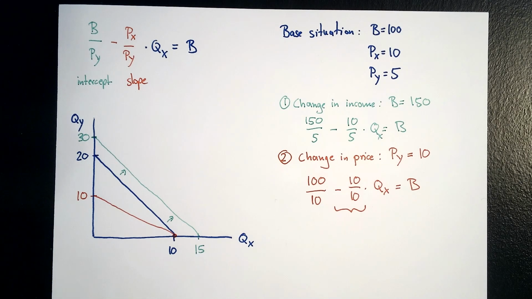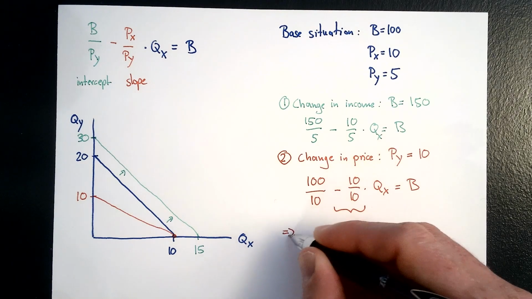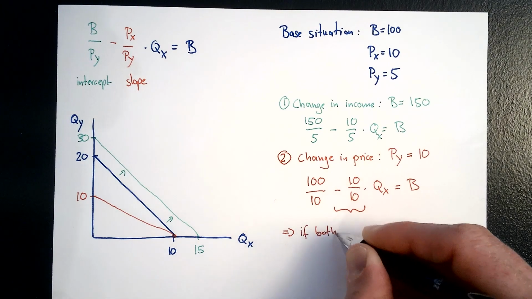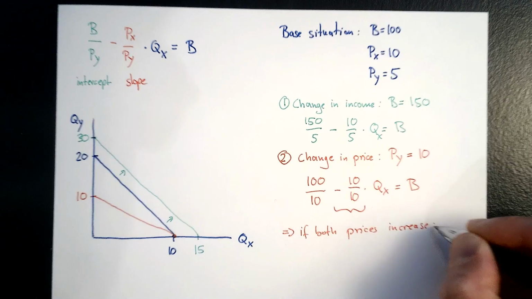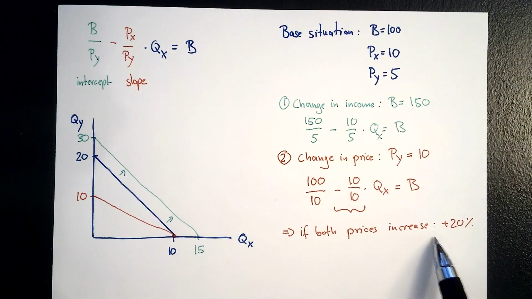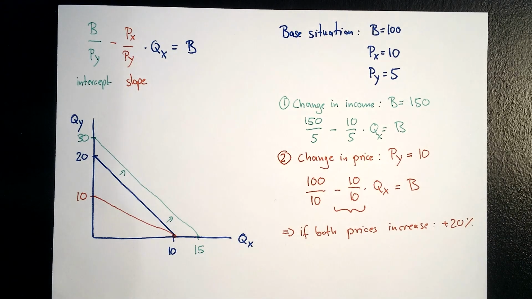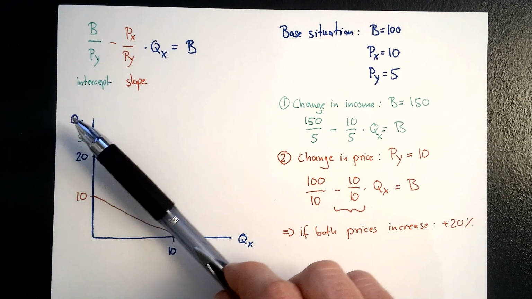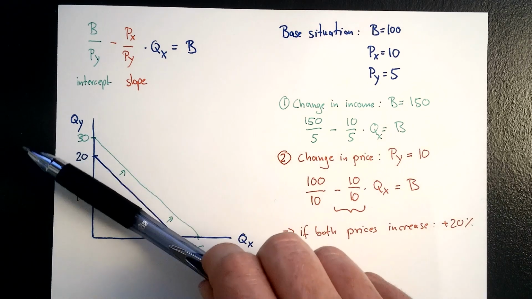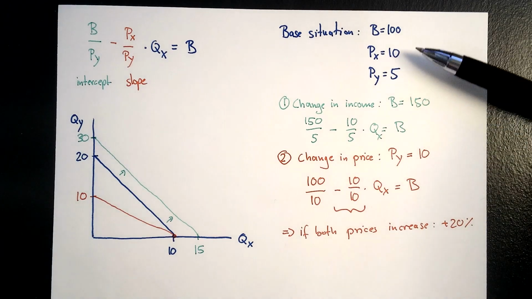Now note that if both prices increase by 20%, the ratio or the slope does not change, so we are effectively having a shift of the budget constraint, but the slope would remain the same. So a change in income results in a parallel shift of the budget constraint, and a change in prices results in a change of the slope. And this change of the slope assumes that the prices change in different ratios.